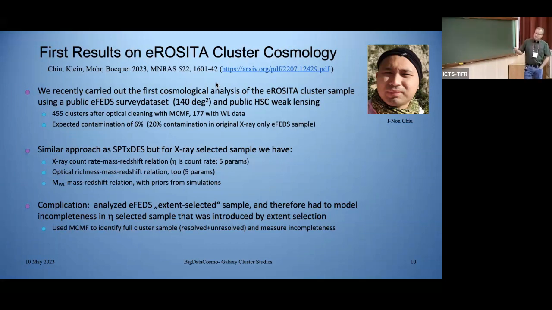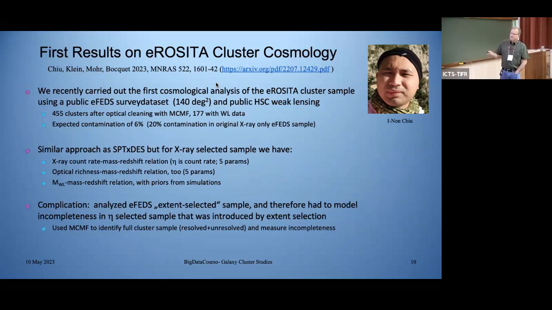We use pretty much the same approach as the SPT cross DES, but altered for an X-ray selected sample. So instead of a signal to noise mass relation, we have an X-ray count rate mass redshift relation. 5 parameters. Yen-Ling allows for the mass trend to evolve with redshift. There's no evidence that it does, but that's an additional degree of freedom. He also has the optical richness mass relation. And then there are some weak lensing mass versus halo mass free parameters as well.